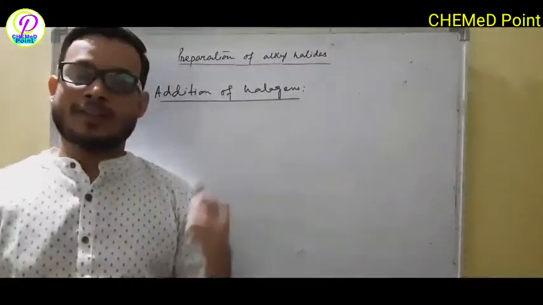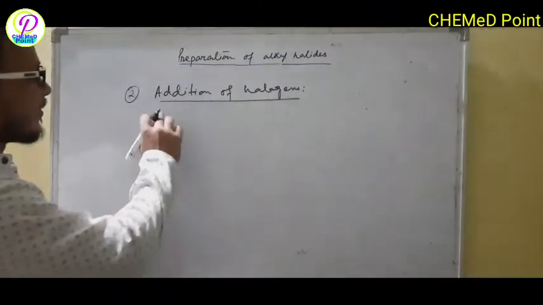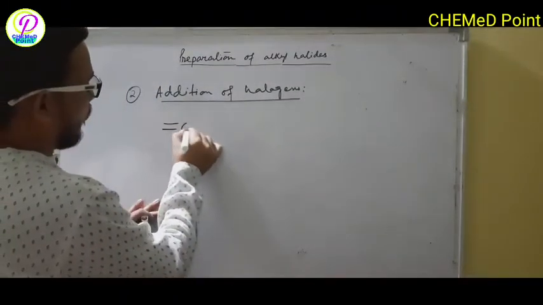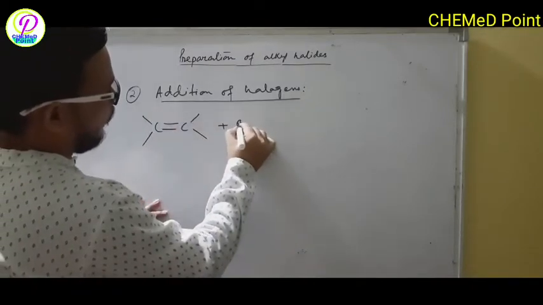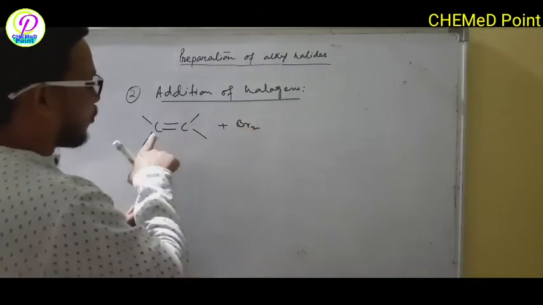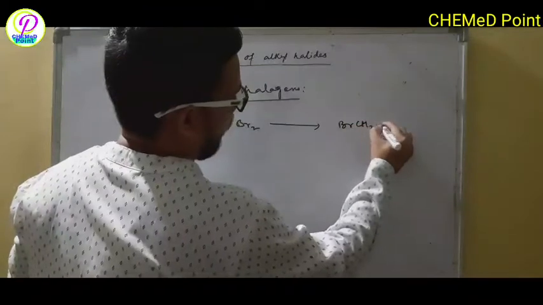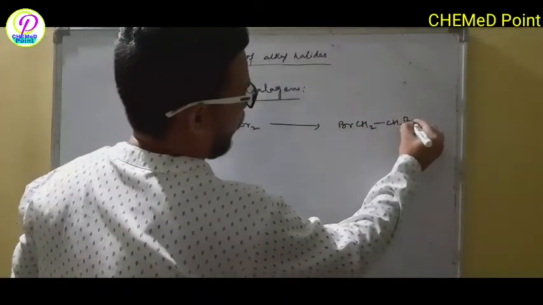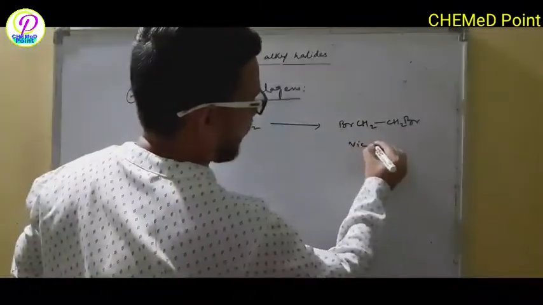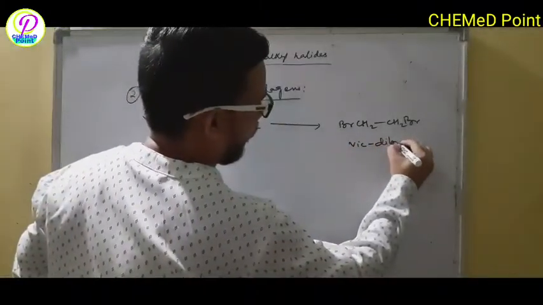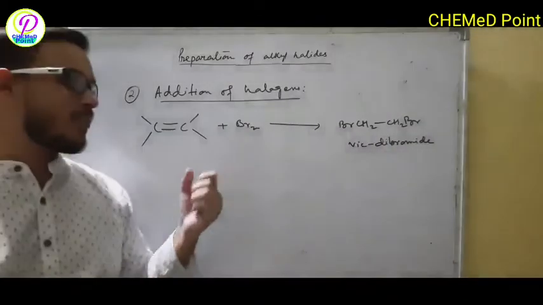Now the second method, that is addition of halogen to the alkene molecule. Let us take an example. If we add Br2 molecule to this alkene, we will get dihalo compound. This is called vicinal dibromide. One thing is important in this reaction.